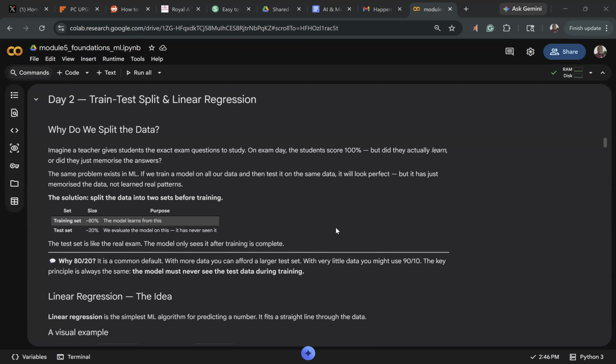So you would ask, what about the 80-20 rule? It's a common default. When you have a very large data set, 80-20 is highly recommended. But when you have little data, you want to have 90-10 because it takes a lot of data to train your model. So the key principle is always the same: the model must never see the test data during training.